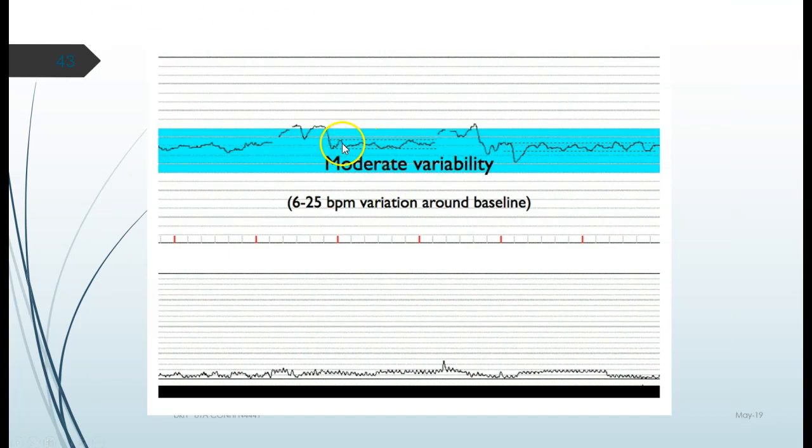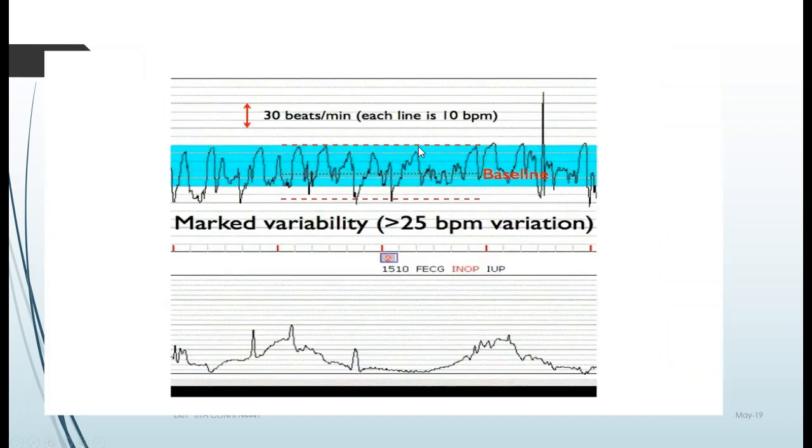The normal rate and the change from beat to beat is 6 to 25. Notice that they've excluded these big things because that's not part of the baseline. That's an episode that has happened on the baseline as opposed to something that is ongoing on the baseline. I hope that makes sense.